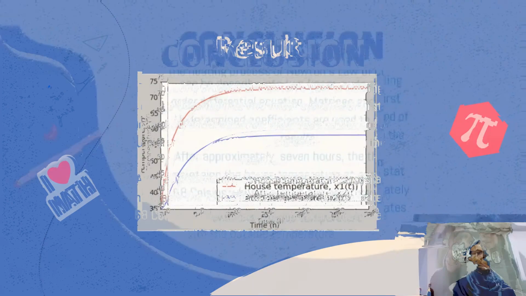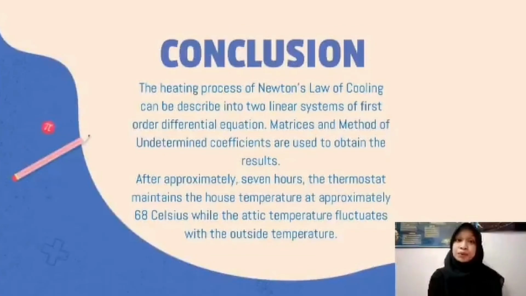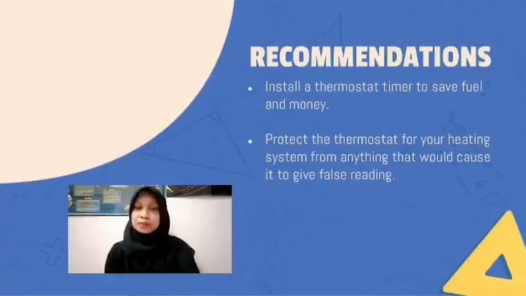Hi, I'm Sharafana. So to conclude our presentation, we can say that the heating process of Newton's law of cooling can be described by two first order ordinary differential equations, which we have solved by using the matrices method and also the method of undetermined coefficients. Home heating is of course applied in real-world applications.